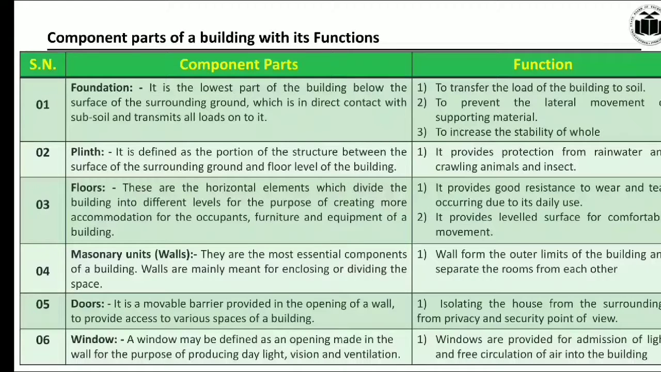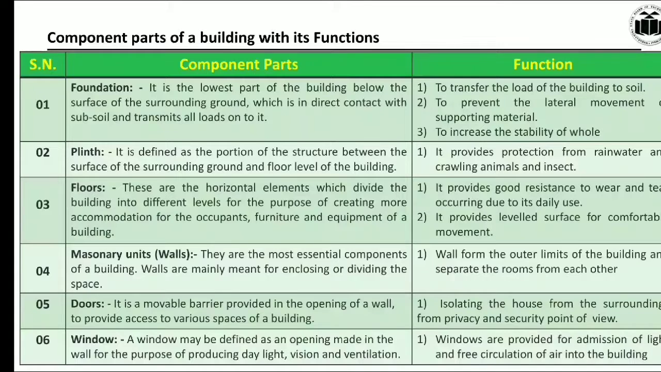Third one, floor. These are the horizontal elements which divide the building into different levels for the purposes of creating more accommodation for the occupants, furniture and equipment of a building. It provides good resistance to wear and tear occurring due to its daily use. And second one, it provides a level surface for comfortable movement.